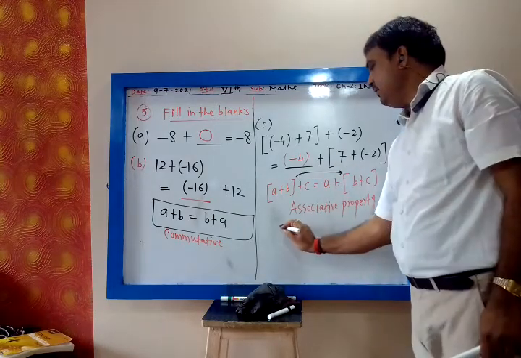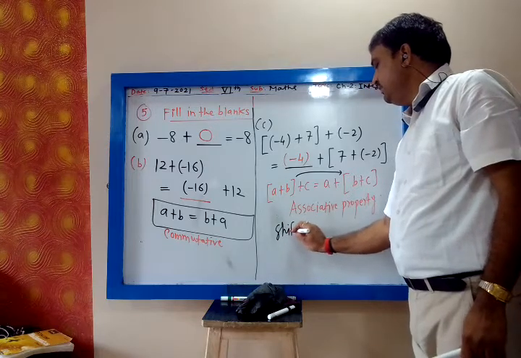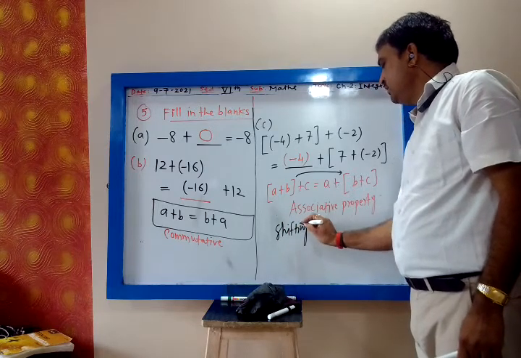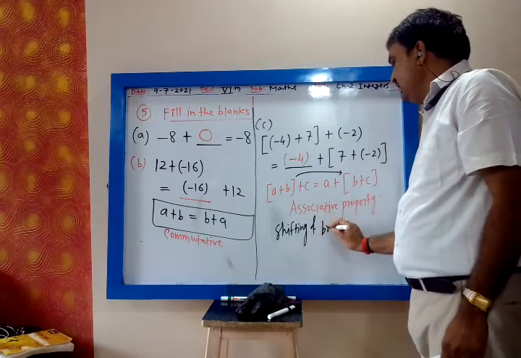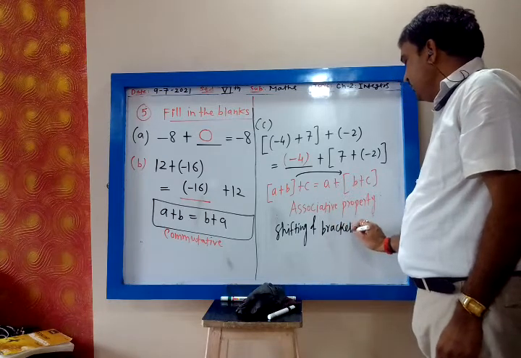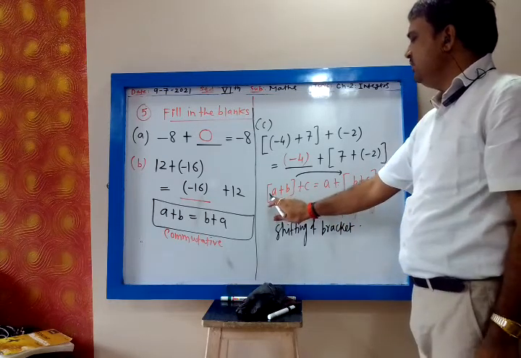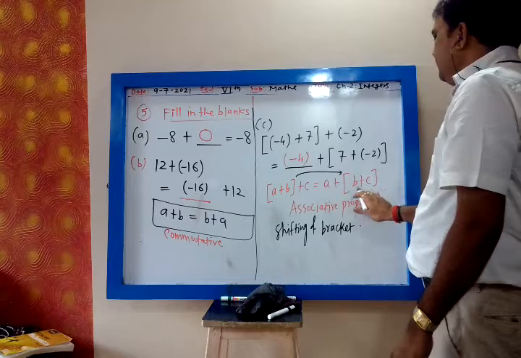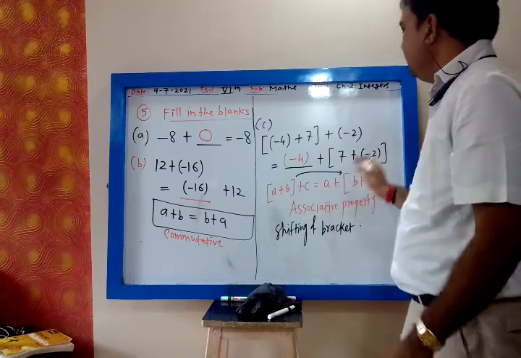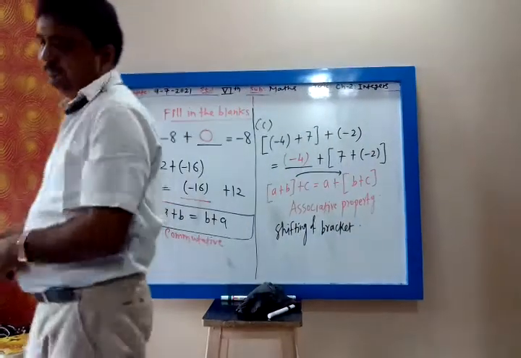So shifting of brackets is known as associative property. So you can shift the bracket. Earlier it was between A and B. You shift the bracket. Now it is between B and C. The value will not change.